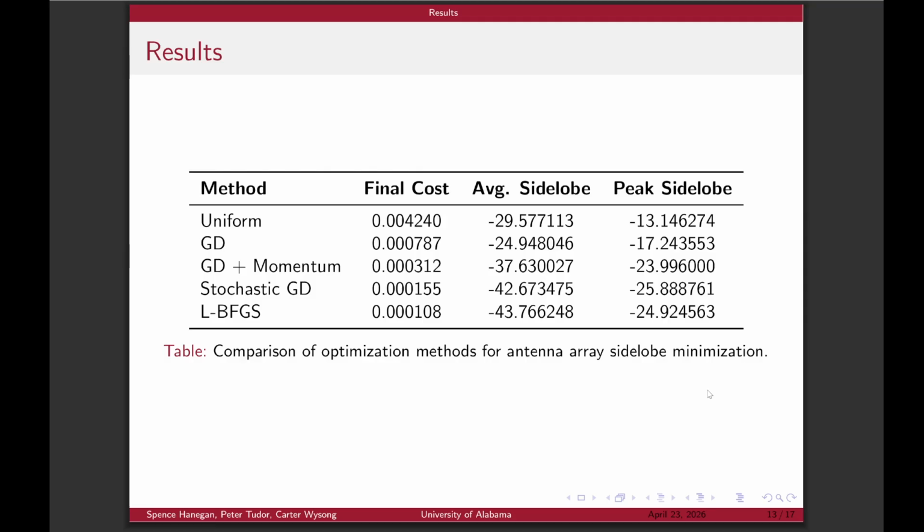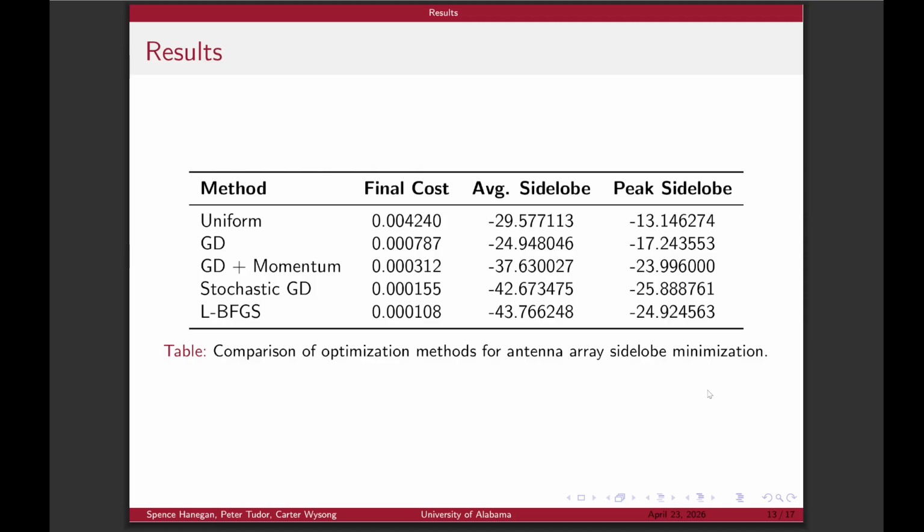To improve even further, we considered the stochastic gradient descent, which had a cost of 0.000155, an average sidelobe level of negative 42.67 dB, and a peak sidelobe level of negative 25.88 dB.